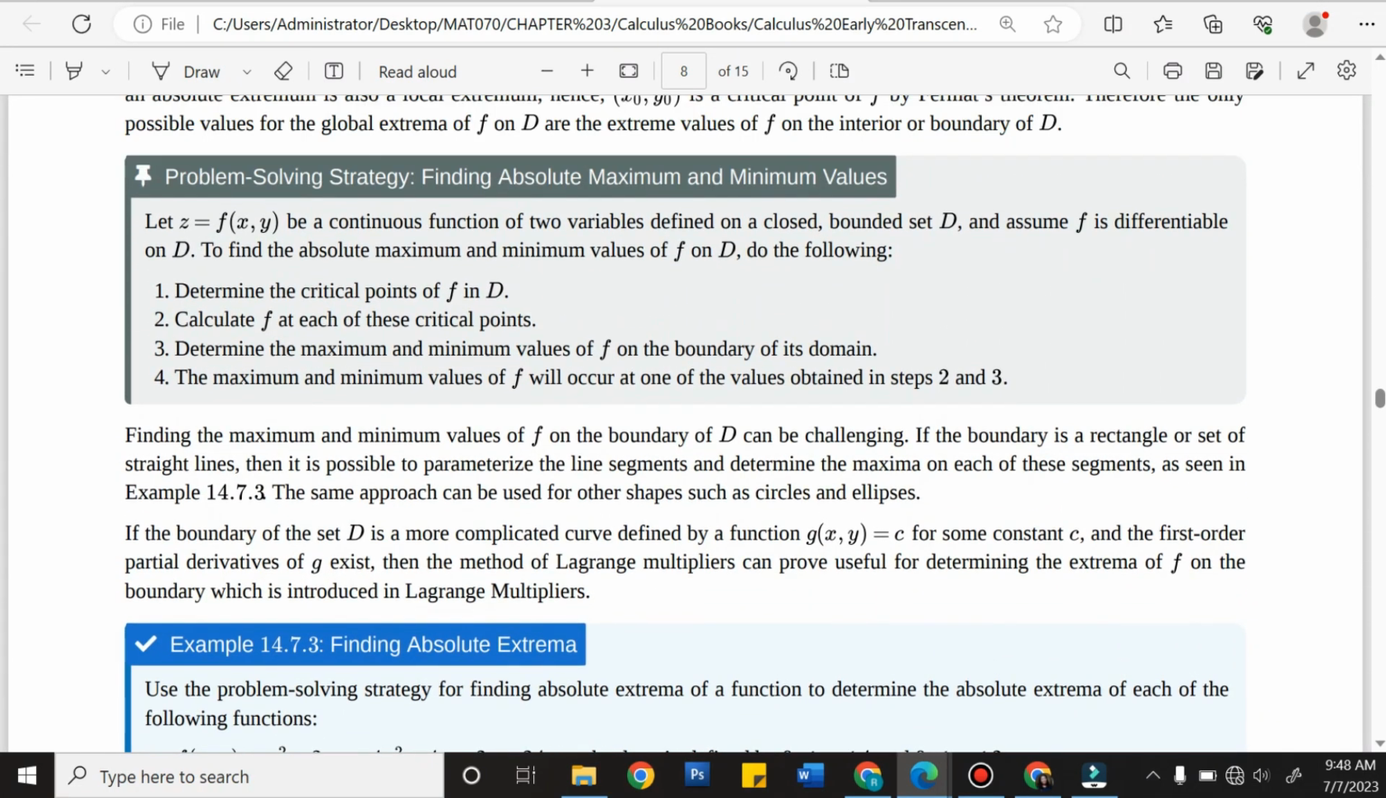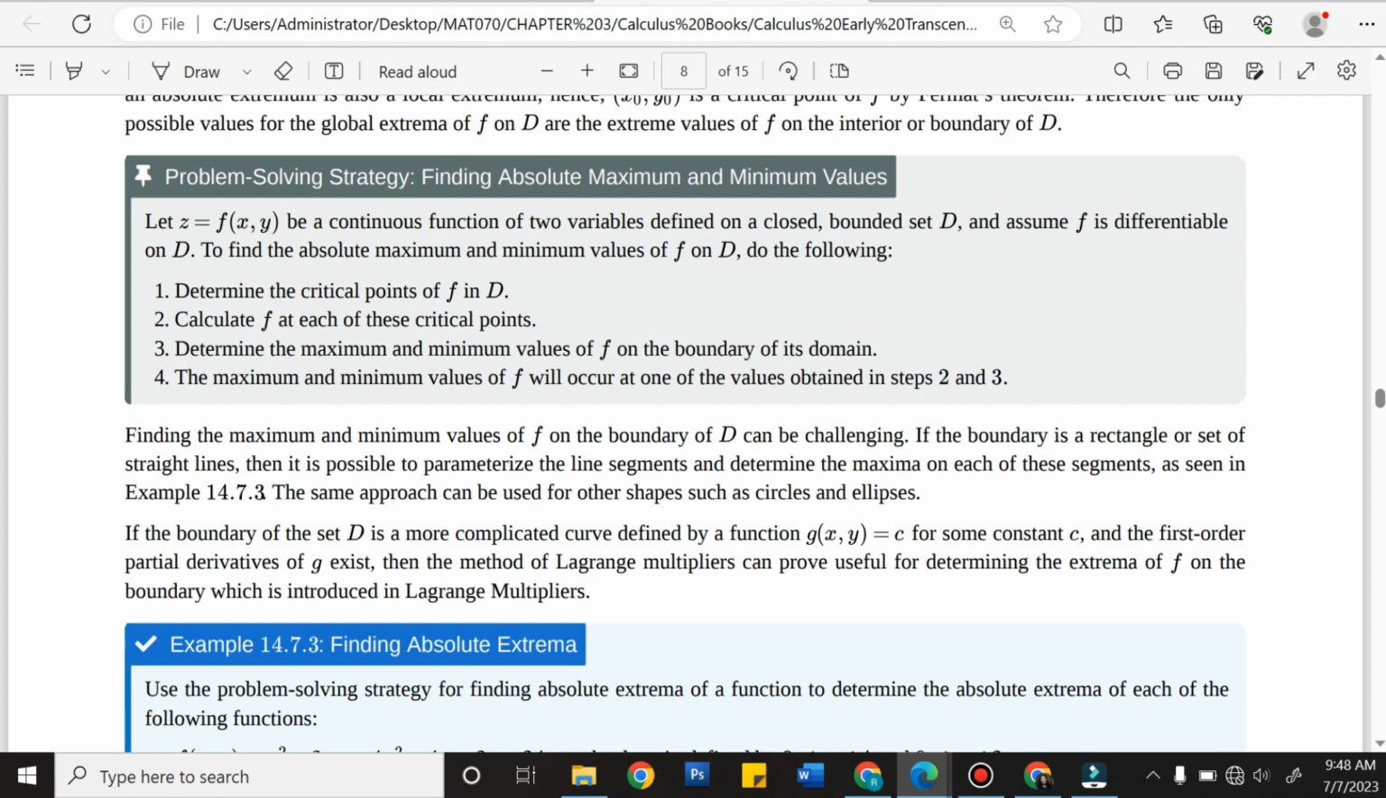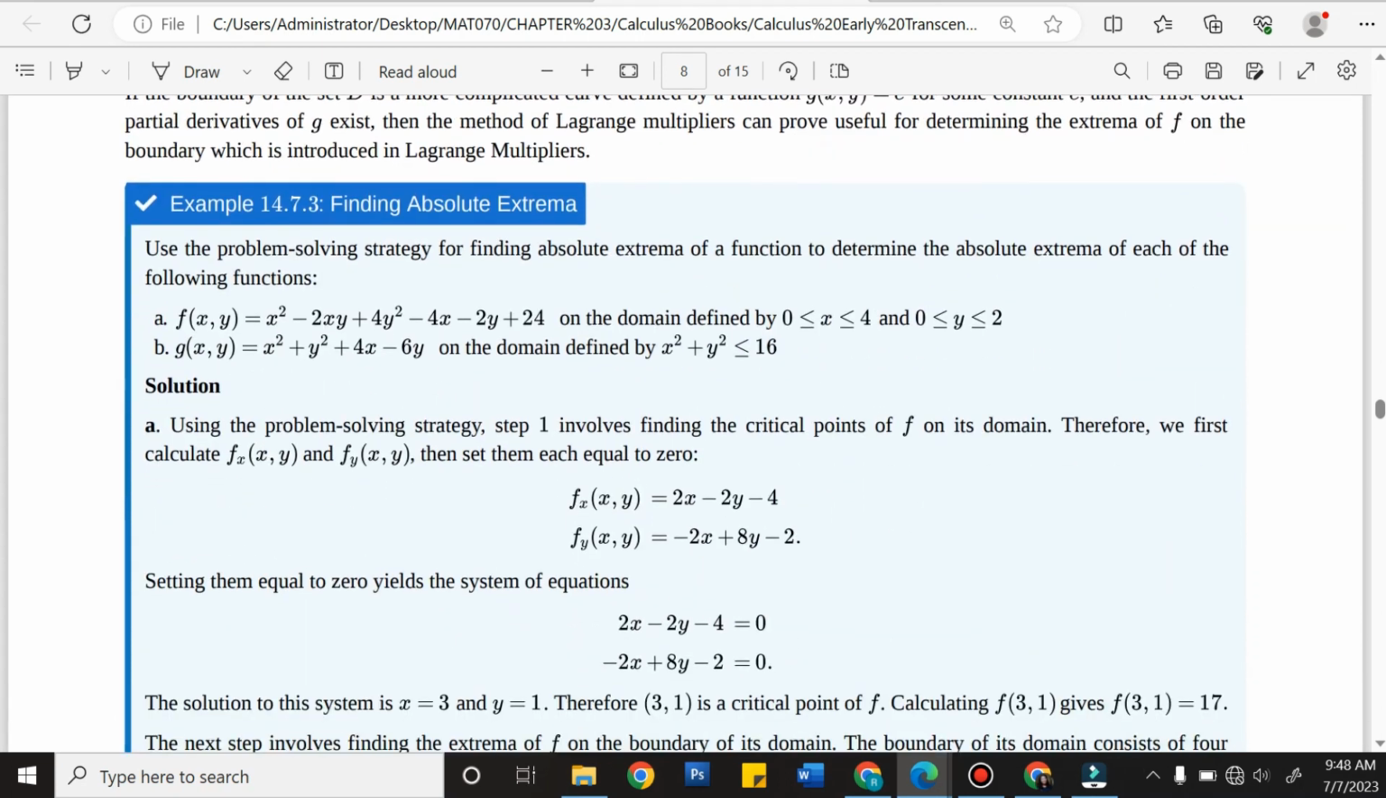Okay. Now, how do we do that? First, we determine the critical points. After that, calculate f at the critical points. Determine the maximum and minimum values. Next, the maximum and minimum values of f will occur at one of the values found in steps 2 and 3. Okay?